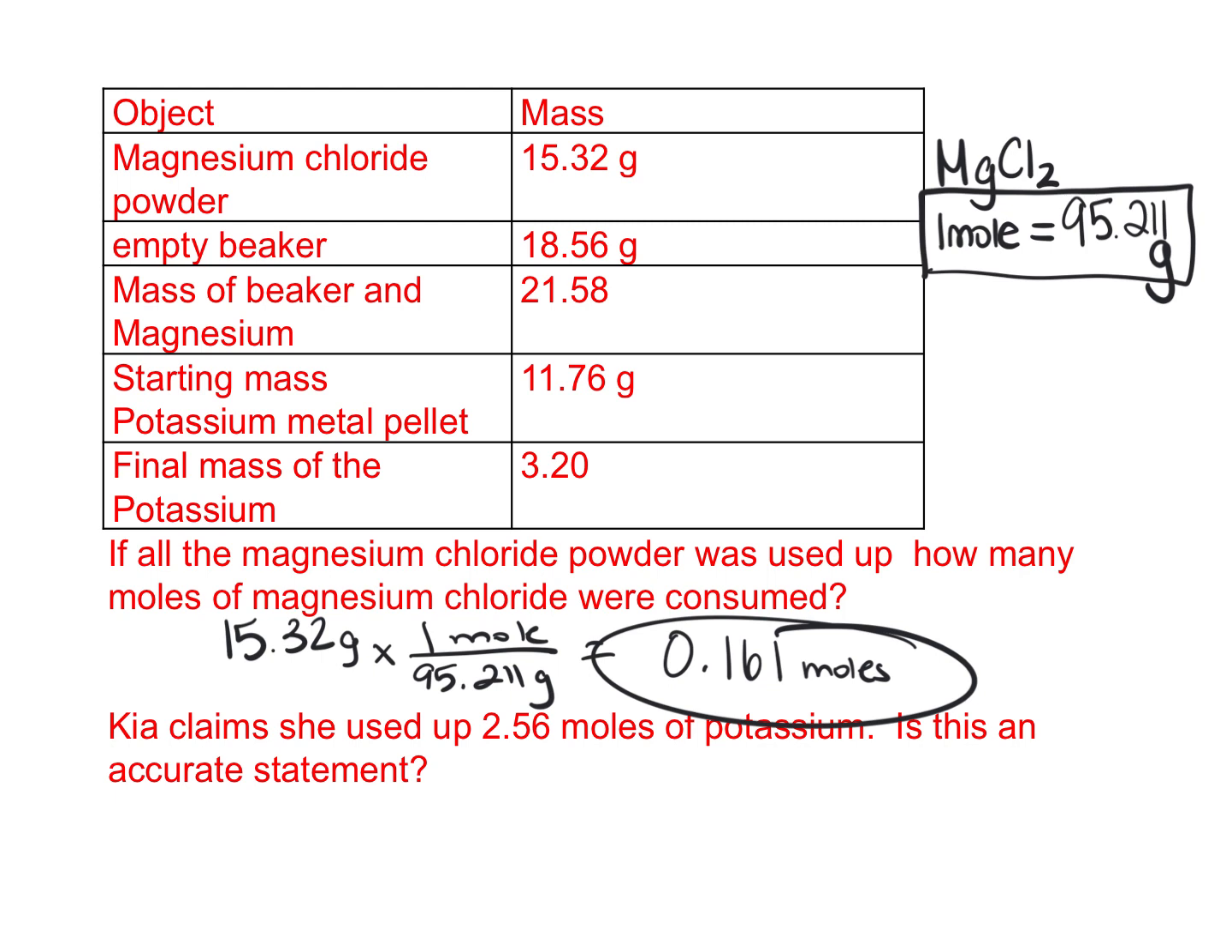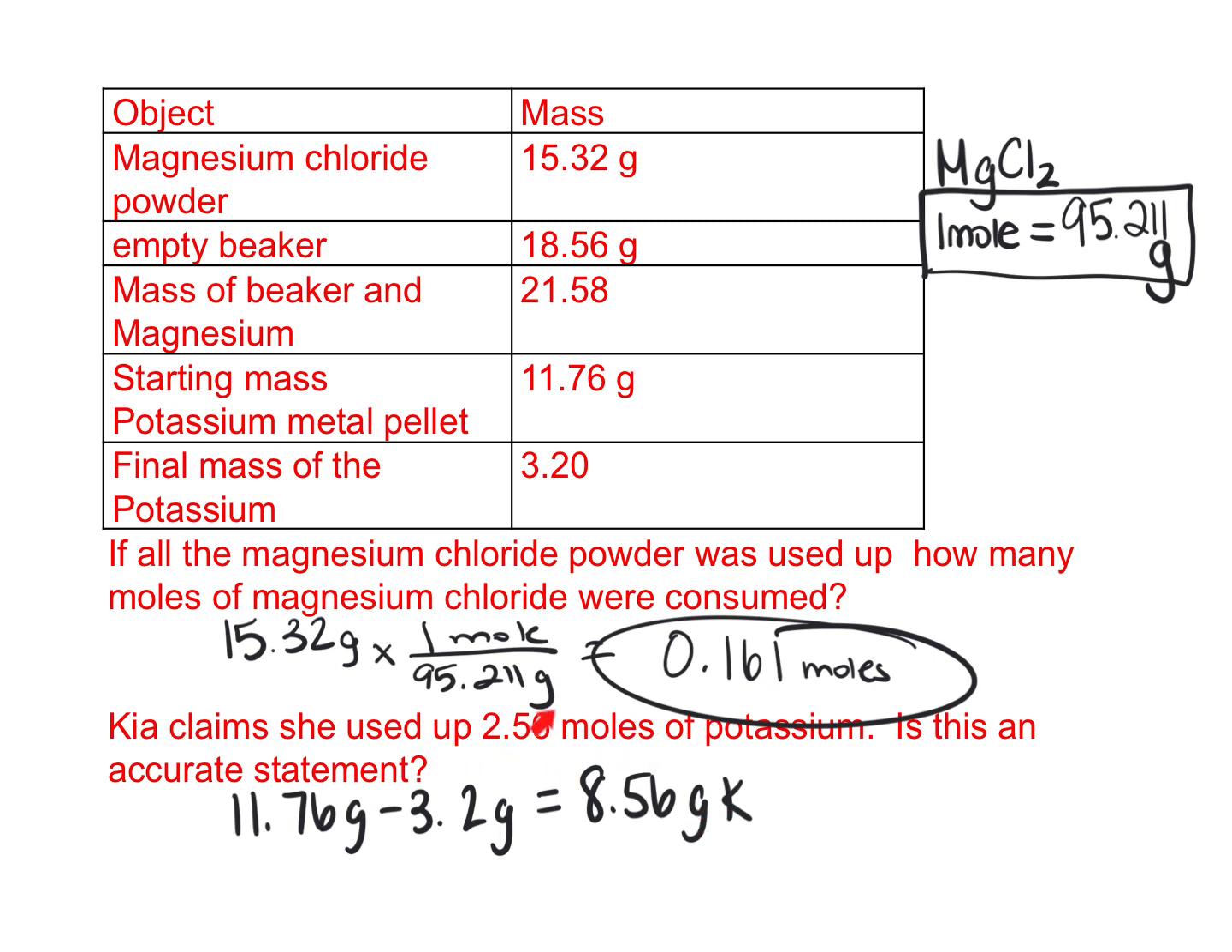The next problem says Kia claims she used 2.56 moles of potassium. Is this an accurate statement? So we're going to look at the potassium. We're going to have to find out how many grams it is. And then we're going to need to convert that to moles. So according to the data table, that means that she used 8.56 grams of potassium.